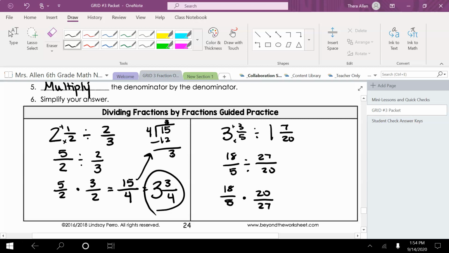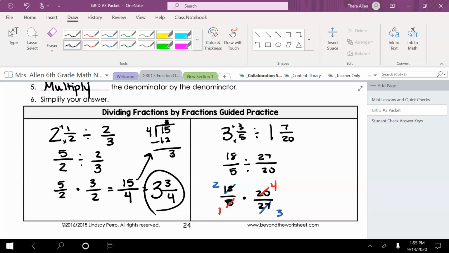Now here I can do some cross canceling. I have 5 and 20, and I know that 5 and 20 have a common factor of 5. 5 goes into 5 one time. 5 goes into 20 4 times. Then I have 18 and 27, and I know they have a common factor of 9. 9 can go into 18 2 times, and 9 can go into 27 3 times.